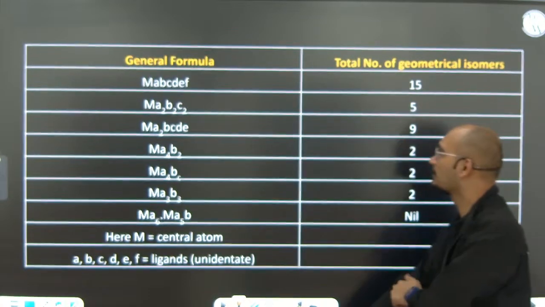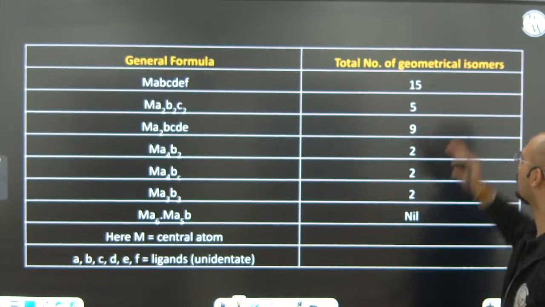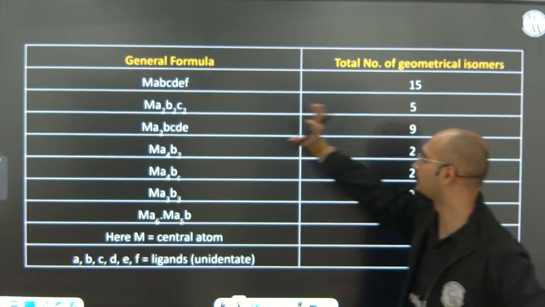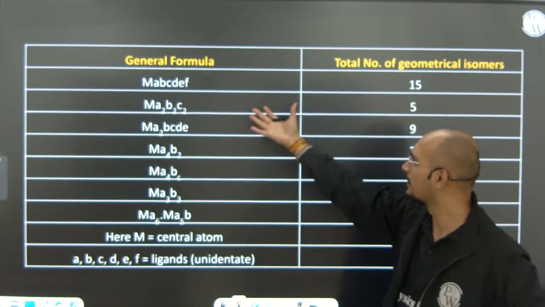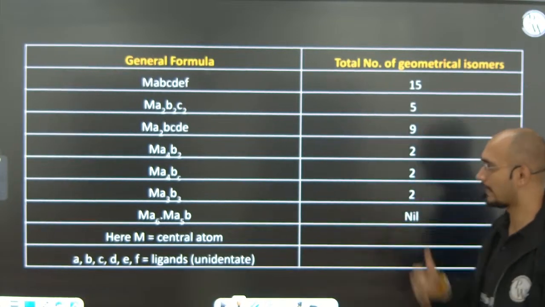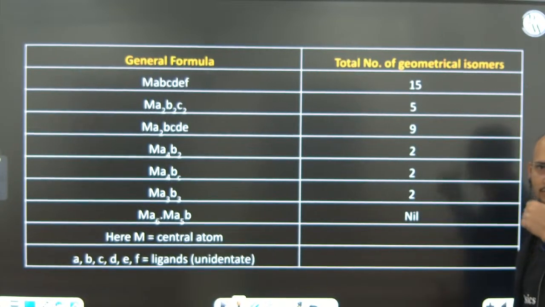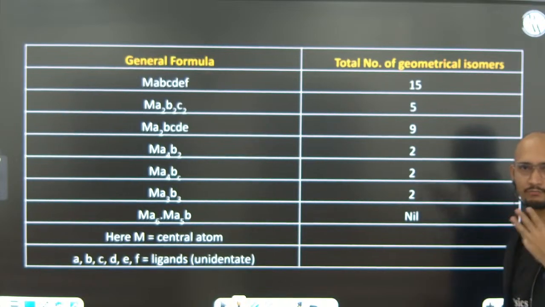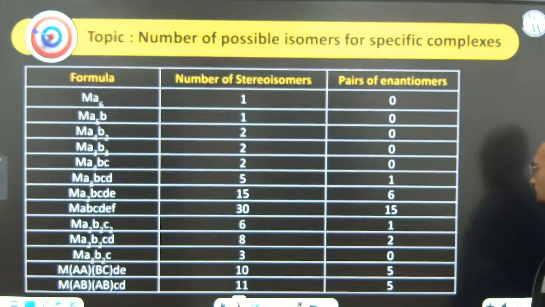Now we are here, the total number of geometrical isomers for M A B C D. Now the general formulas are there. I hope this is something that's only for your remembering. Now I'm giving you time. You can just take the screenshot, or you can just rewatch this video again.